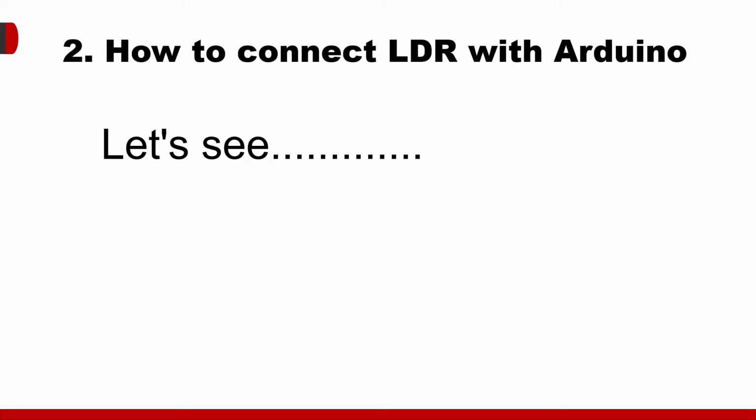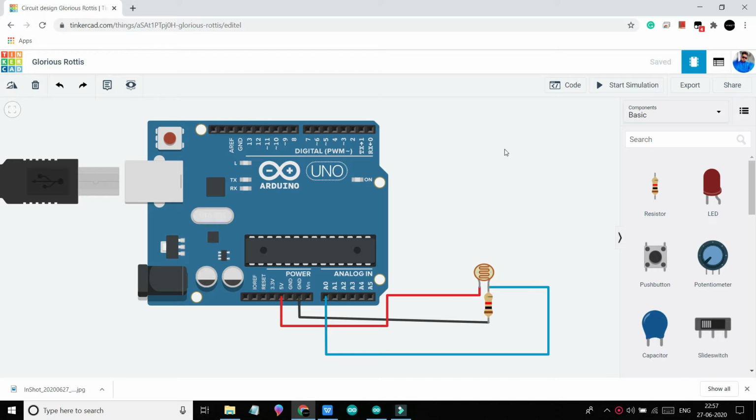Now how to connect LDR with Arduino? Let's see. So here is our circuit connection. You can see that one side of LDR is connected with 5V pin of Arduino, and the other end has two connections. One connection is with A0 pin of Arduino and the other connection is with a resistance of 1 kilo ohm. The other end of the resistance is connected with ground pin of Arduino, and this circuit configuration is known as voltage divider configuration. So let's see what this is in brief.